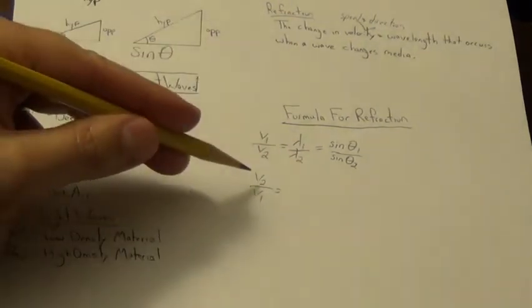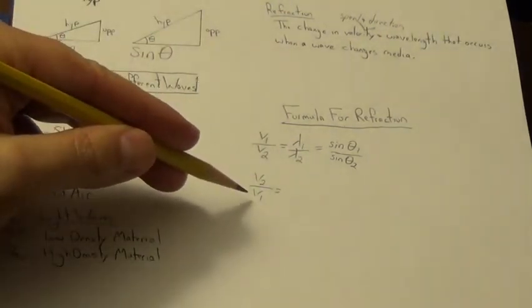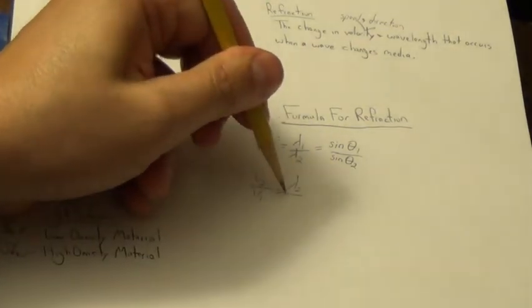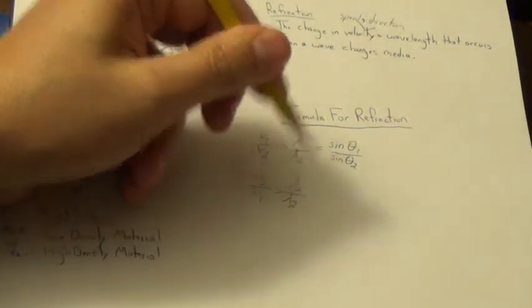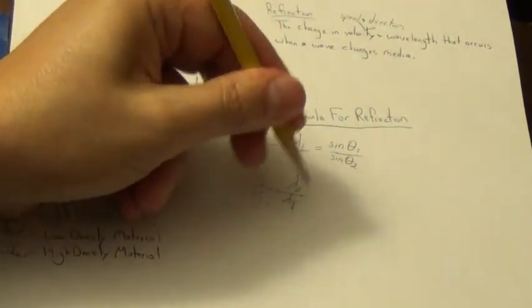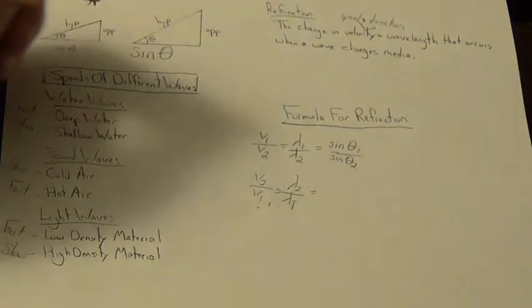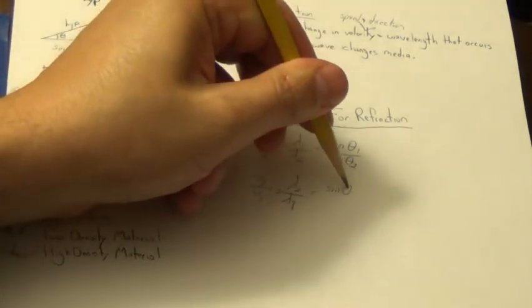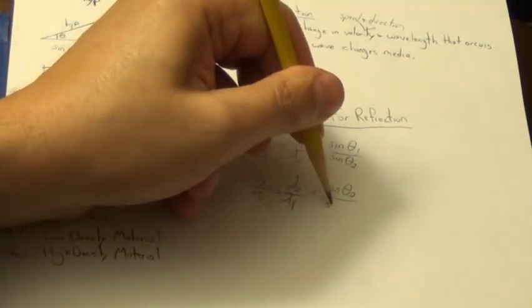So the speed of substance 2 over the speed of substance 1 will be the same ratio as the wavelengths to each other. And that will also be equal to the ratios of the sine of the angles.